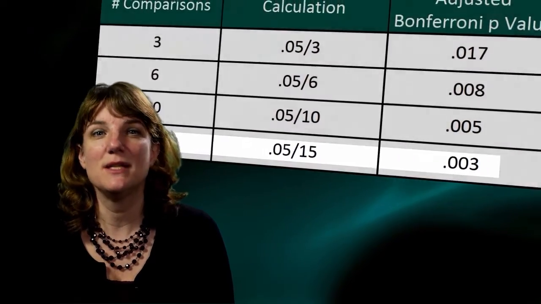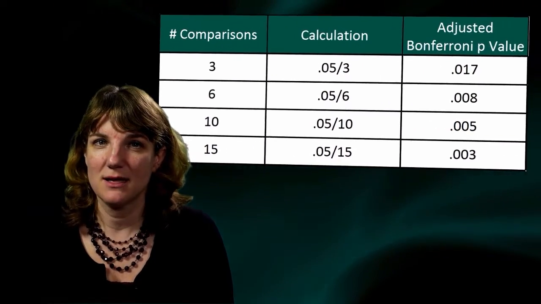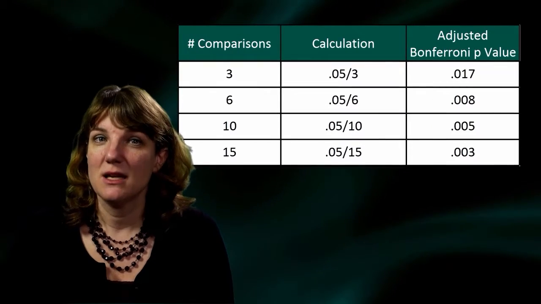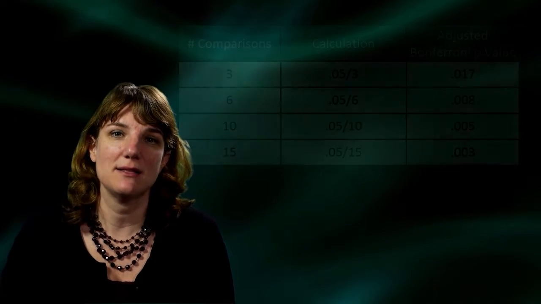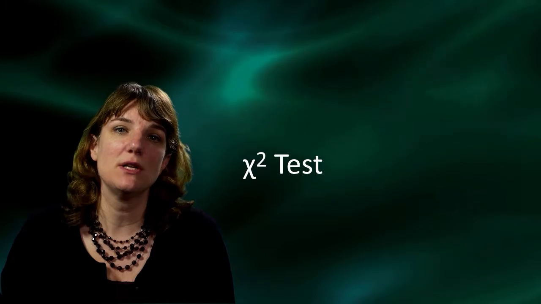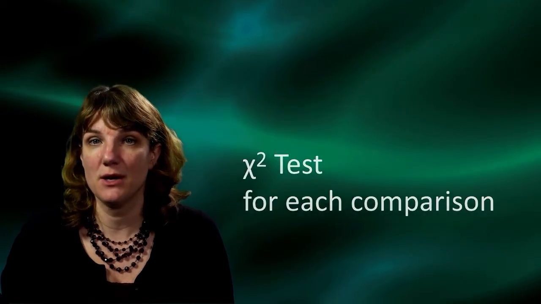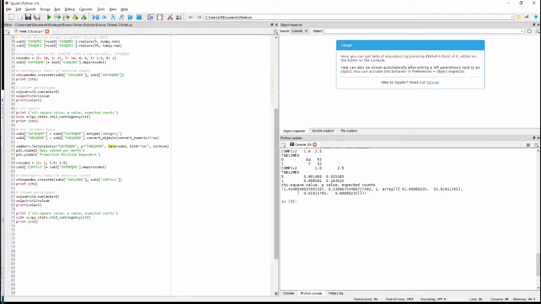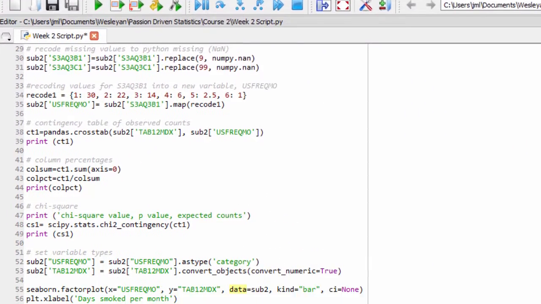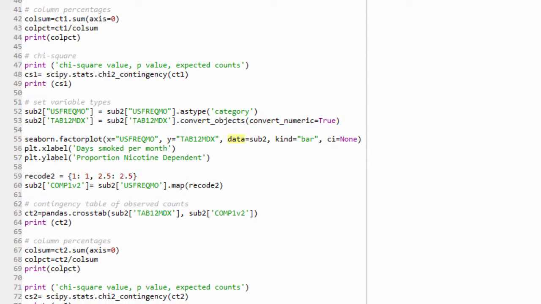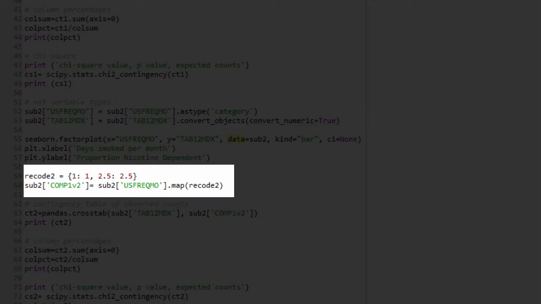Adjusting the p-value is definitely the easy part of the process. Now for the more challenging piece. For the actual post hoc testing, we need to run a chi-square test for each of the 15 paired comparisons. To do this, I can add syntax to the program where I create new variables that allow me to choose only 2 smoking frequency groups at a time. There are multiple ways to do this, but I am going to employ recodes in conjunction with the map function.